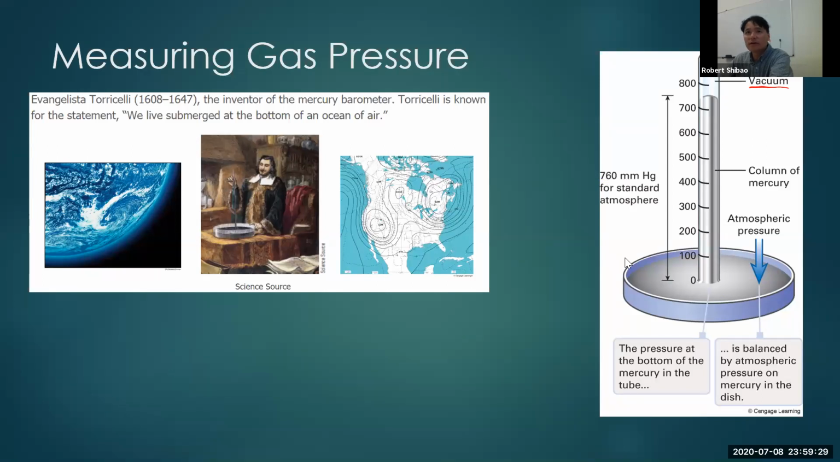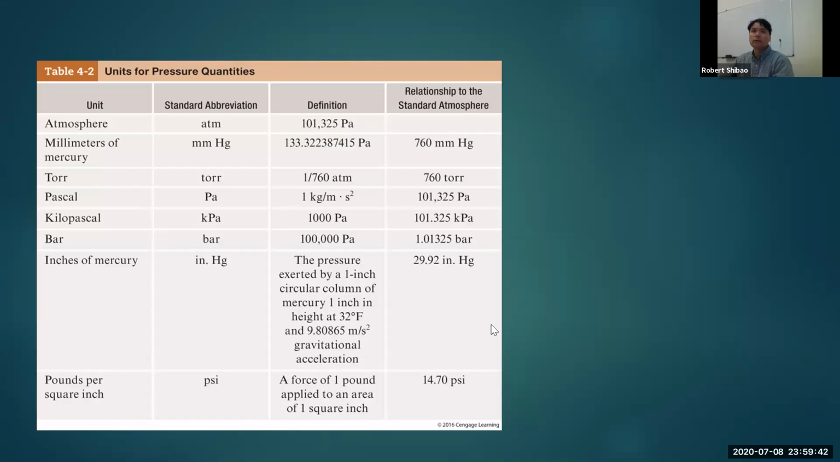As atmospheric pressure changes due to the winds and the weather, we could have less weight on the outside or more weight. Less weight, this drops. More weight, this gets pushed up like a seesaw. And so our standard unit is atmospheres here.